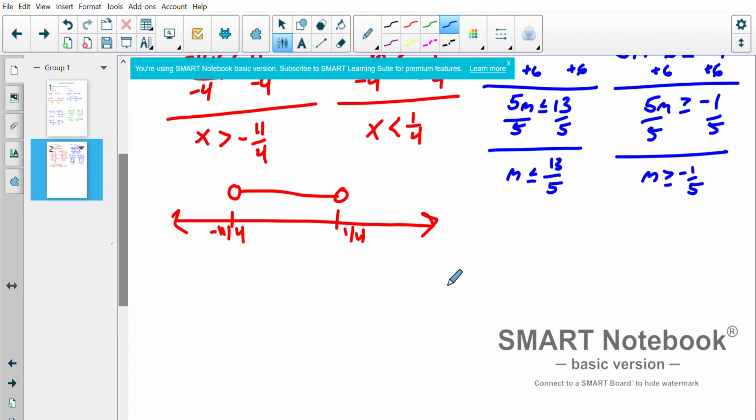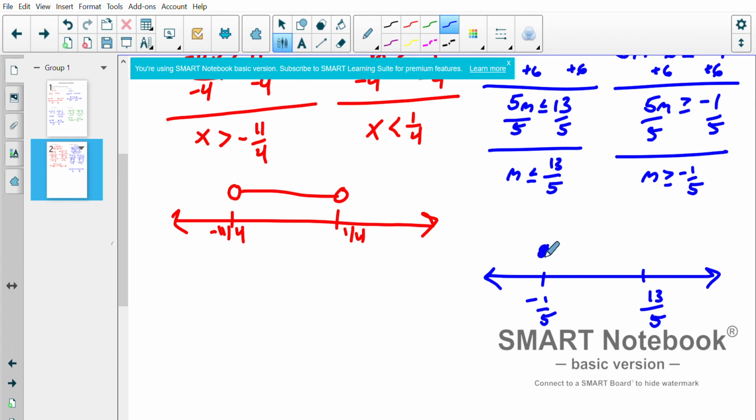Now we've just got the graphing left. So if we create our number line, negative 1/5 on the left, 13/5 on the right, greater than or equal to negative 1/5. So we'll go closed dot to the right here, closed dot to the left from 13/5, and there would be our graph for our inequality.